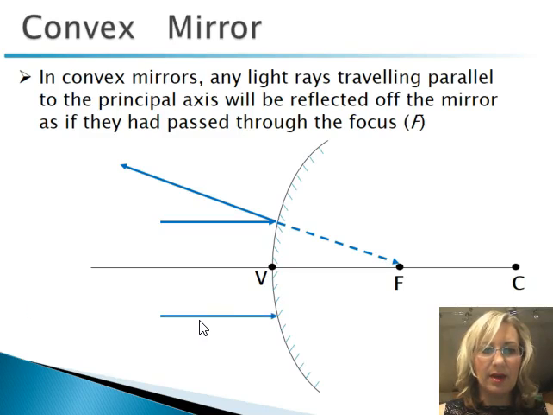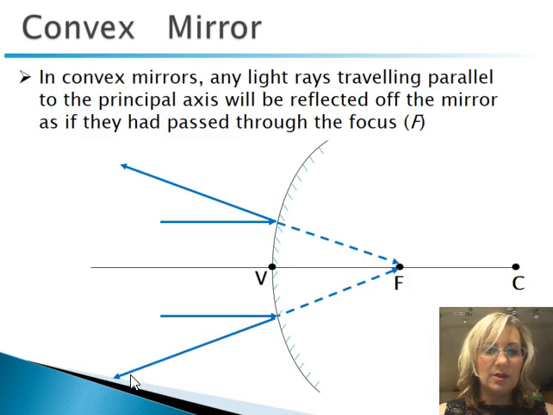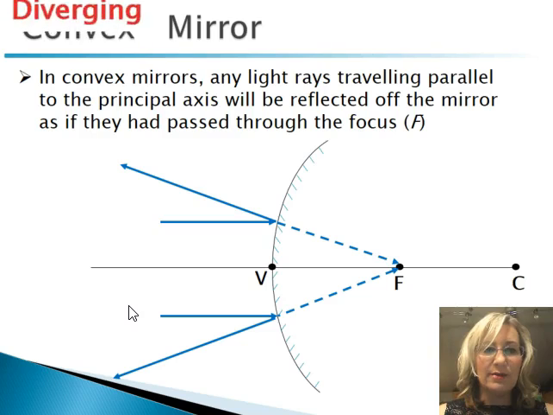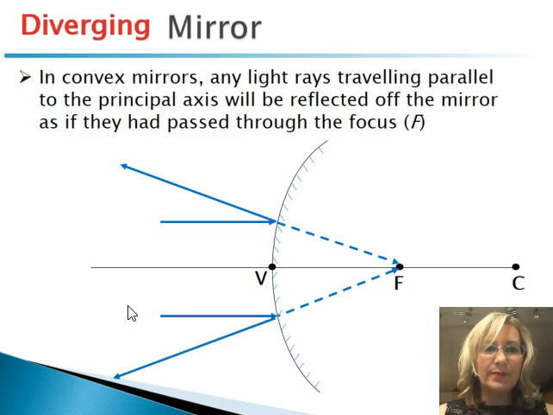Here's another light ray coming in parallel to the principal axis. And again, it's going to try to go through the focus, but because the focus is behind the convex mirror, it will be reflected off this way. So if we look at our two reflected rays, they are moving further and further apart from each other. And we call that diverging apart. So that's the other reason why convex mirrors are referred to as a diverging mirror.